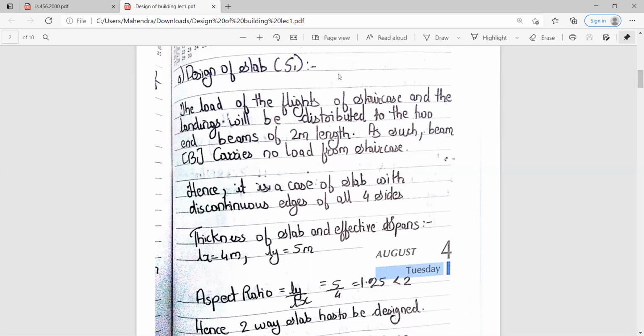Always remember, in one-way slab, the load is always acting on the shorter span. But in two-way slab, the load is acting on the shorter as well as longer span both. So you have to remember this thing also. For one way, the load will always be acting on the shorter span. And for two-way slab, the load is acting on the shorter as well as longer span both.